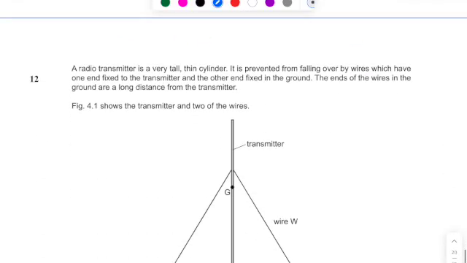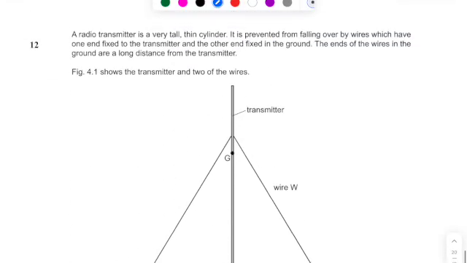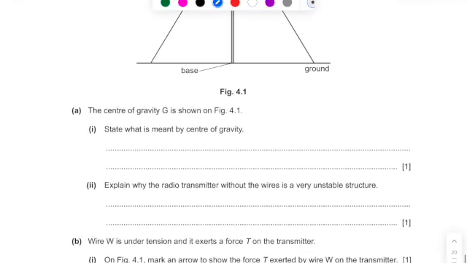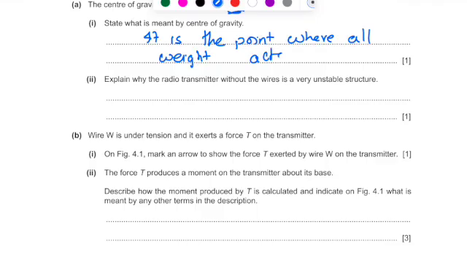Now, question number 12. A radio transmitter is a very tall, thin cylinder. It is prevented from falling over by wires, which have one end fixed to the transmitter and the other end fixed to the ground. The ends of the wire on the ground are a long distance from the transmitter. Find the center of gravity. The center of gravity is shown in this figure. State the meaning of the center of gravity. It is a point where all the weight acts.